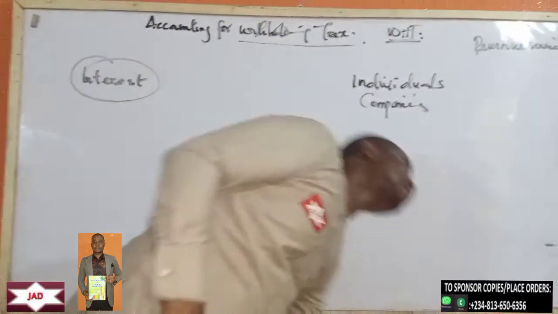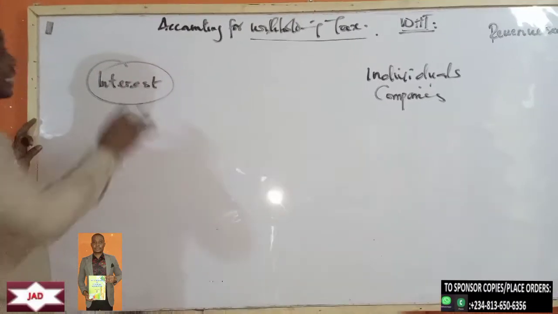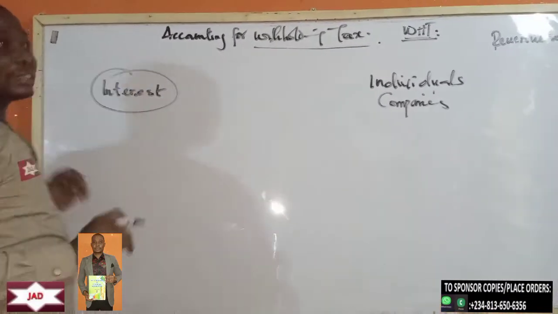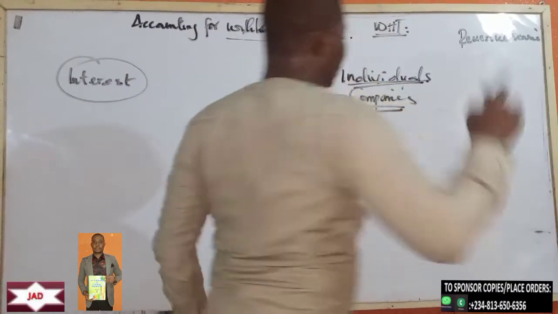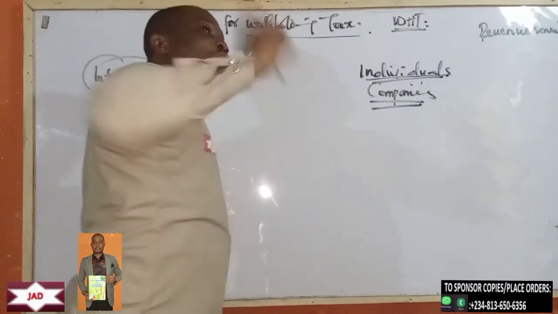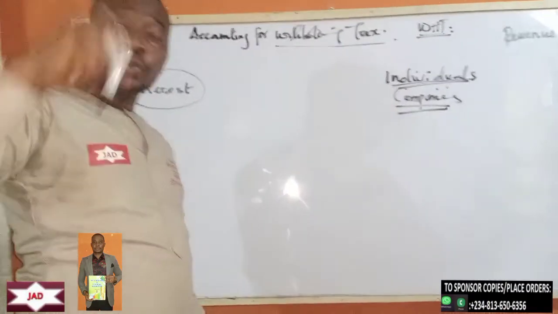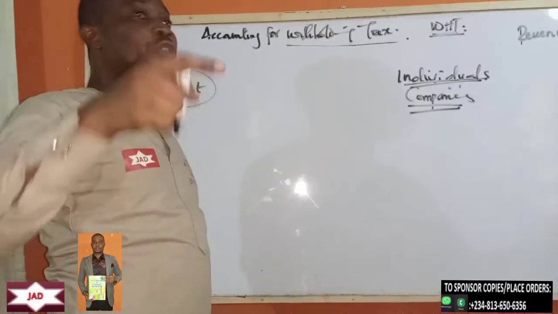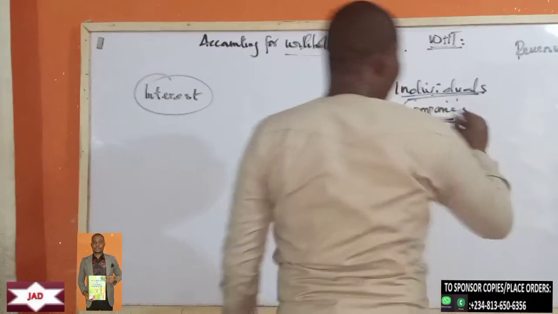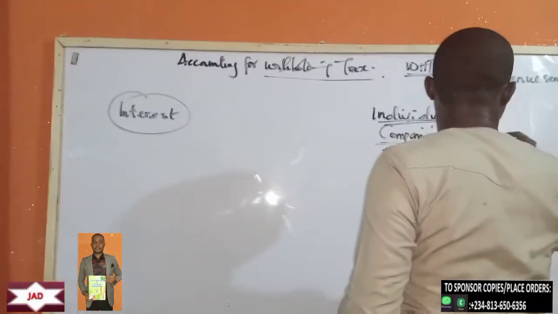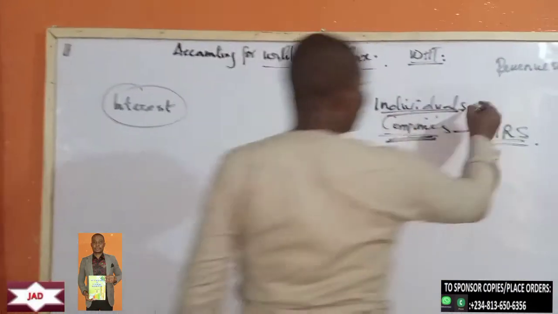Now there are various items that suffer withholding tax. All right, so we've taken one, interest, and you must understand that this withholding tax can be on what? Companies or on what? Individuals. And you must understand that if you are deducting withholding tax on payments due to companies, you are remitting to what? Federal Inland Revenue Service. But if it is on individuals, you are remitting to what? State Inland Revenue Service.